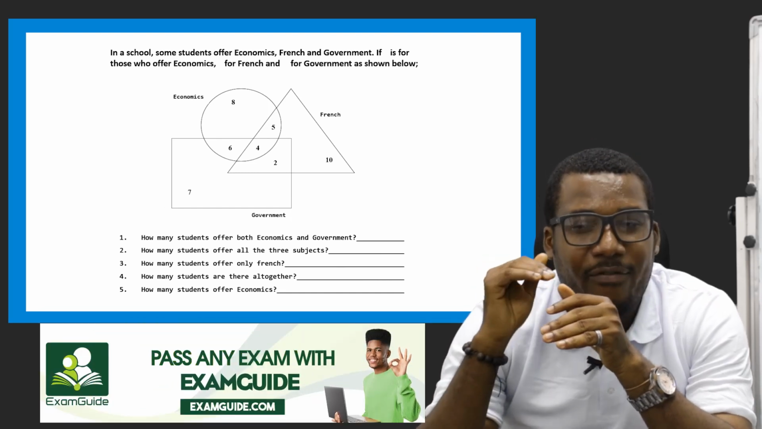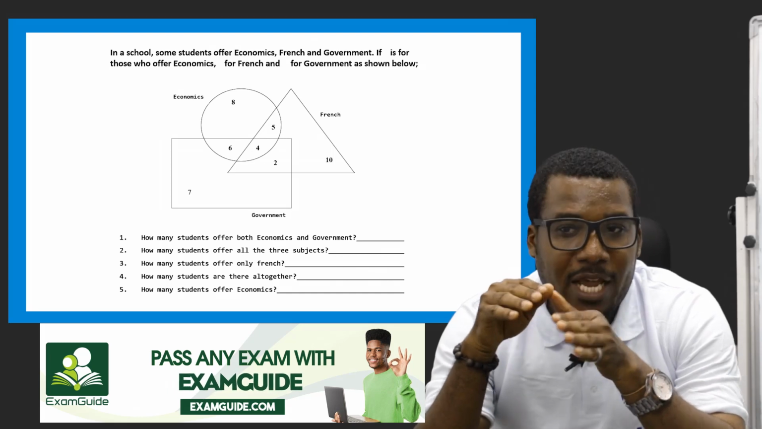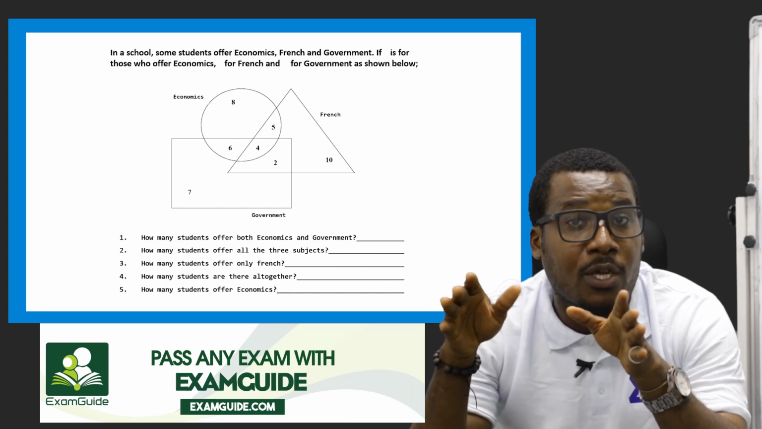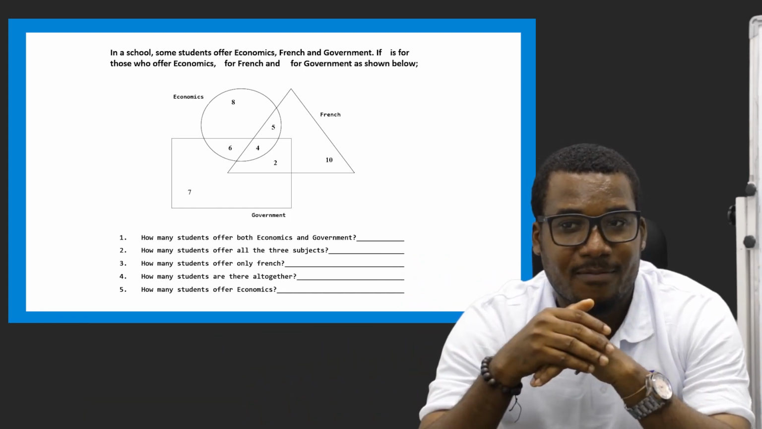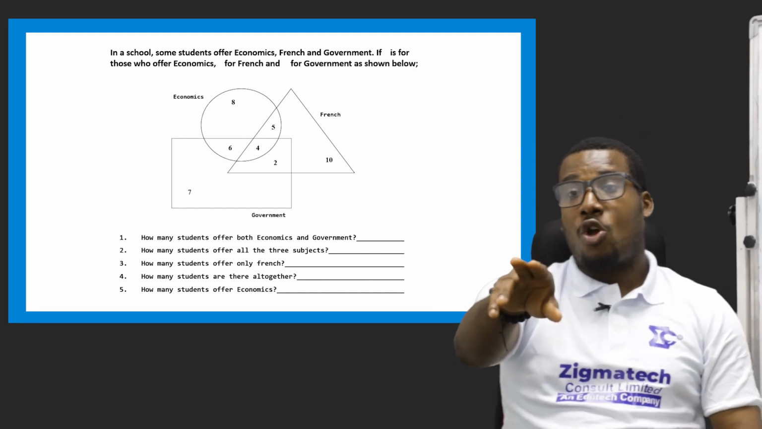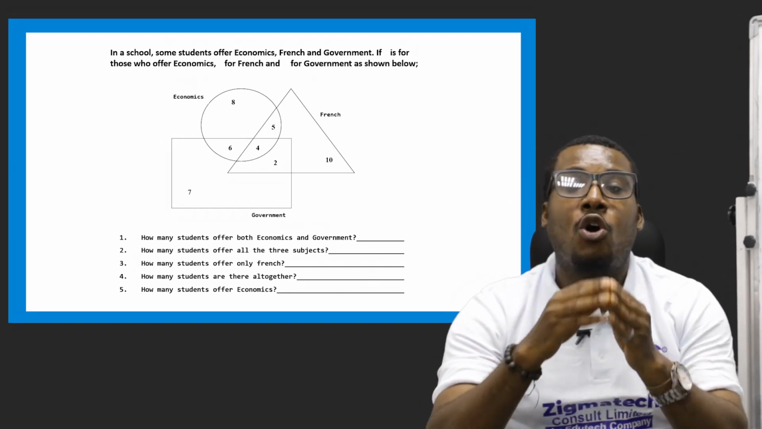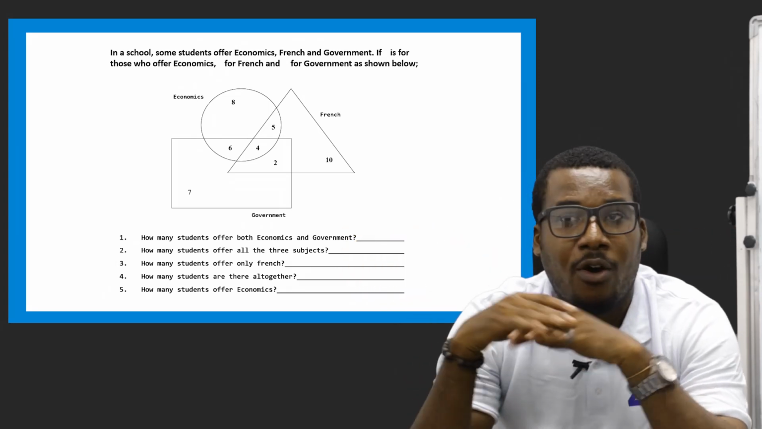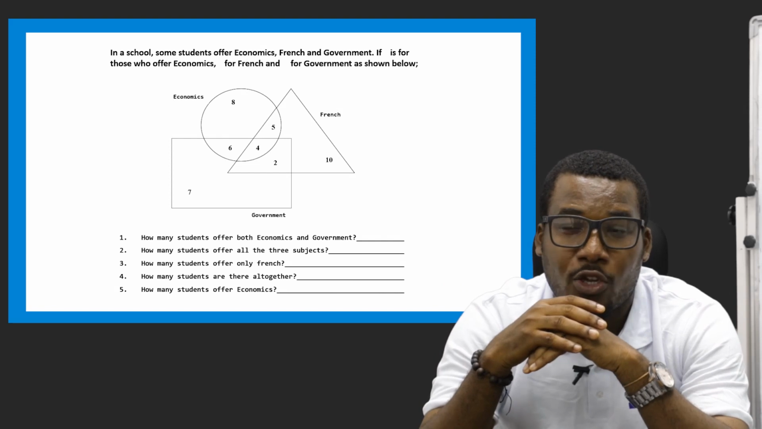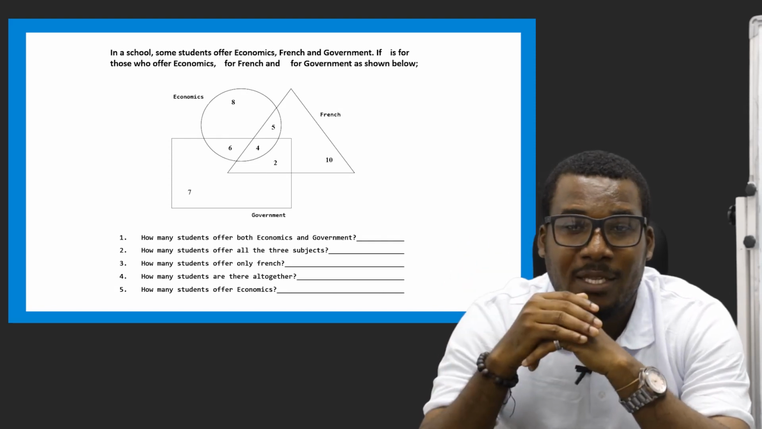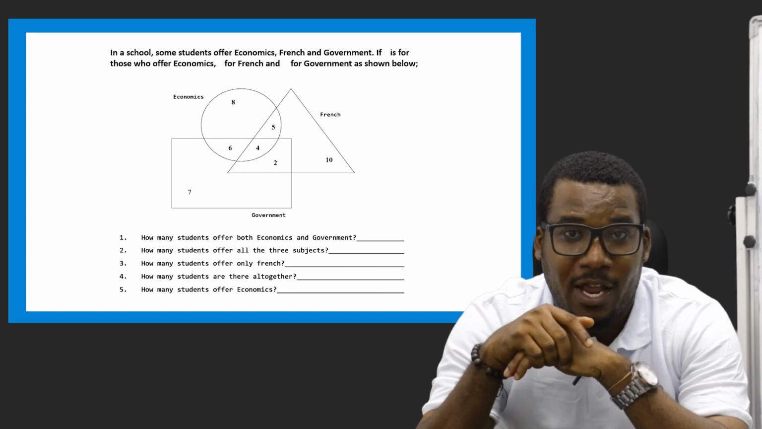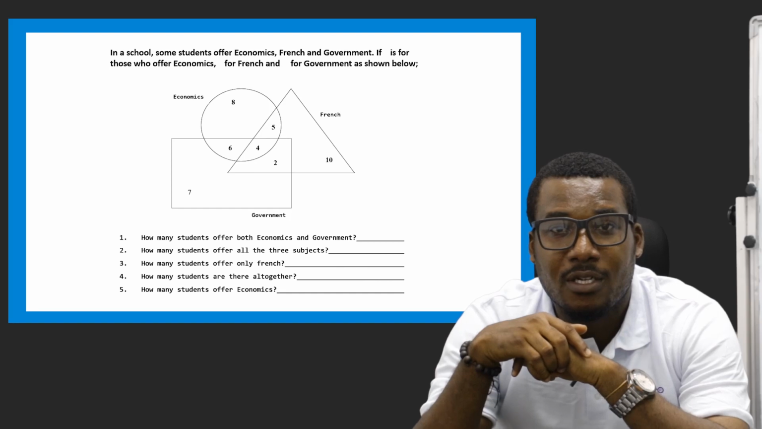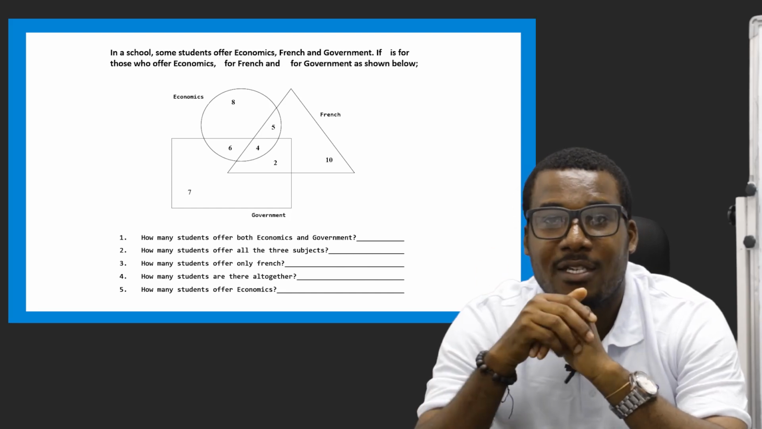They say only French. Now I will tell you, going further, I will still highlight some other questions that are not here, just for the purpose of understanding and for the benefit of hindsight. Only French means those that take French without taking economics or government. If you look at your figure, number 10 is designated to the triangle, and because French as a subject is given the triangular figure, 10 is your answer there.